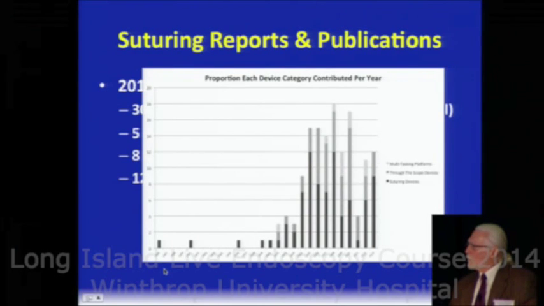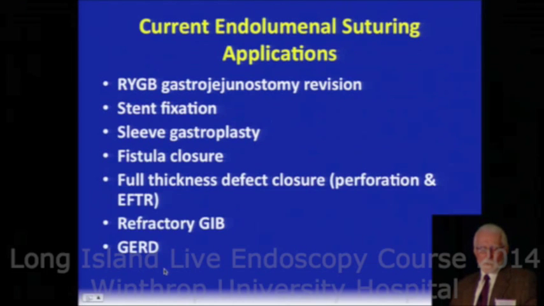These are styles of closure that have been published. So we have multitasking platforms. These would be robotic-type platforms, through-the-scope devices, including over-the-scope clips, and suturing devices. And as you can see, again, in the NOTES era, a lot of attention to suturing, and then it drops off. And now that we have a commercially, clinically available suturing tool, it starts to pick up again.